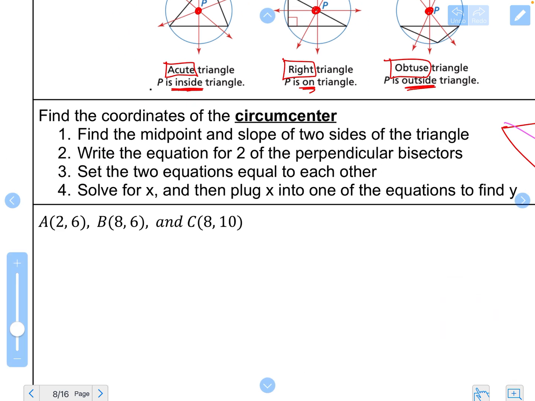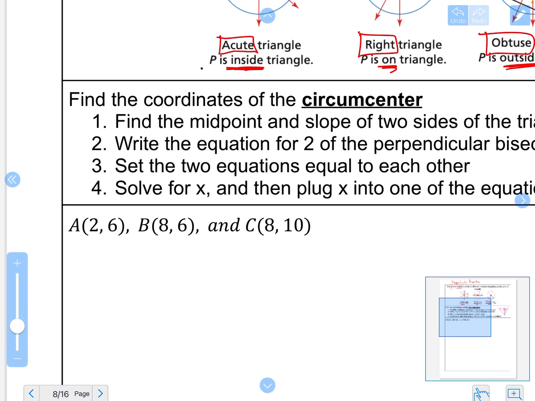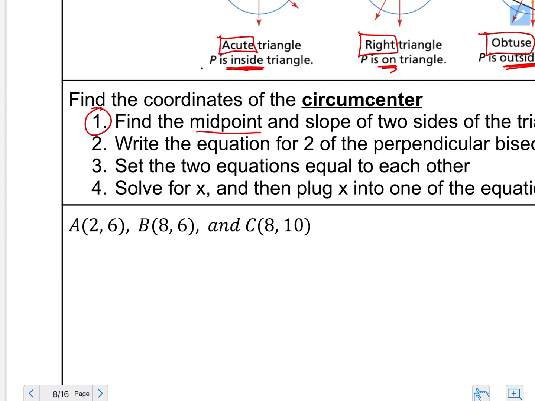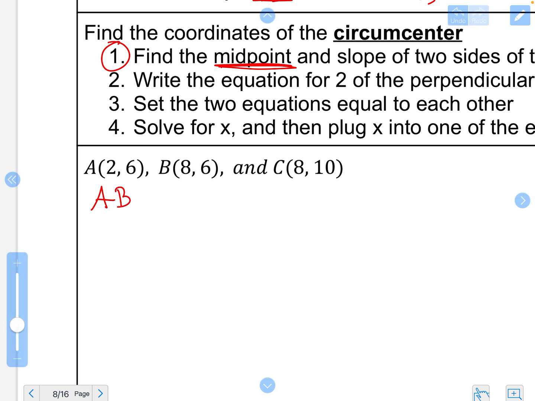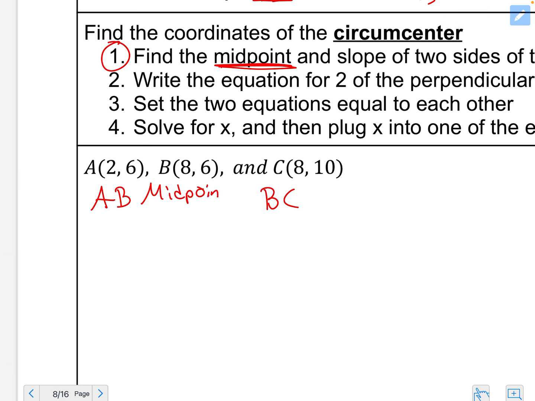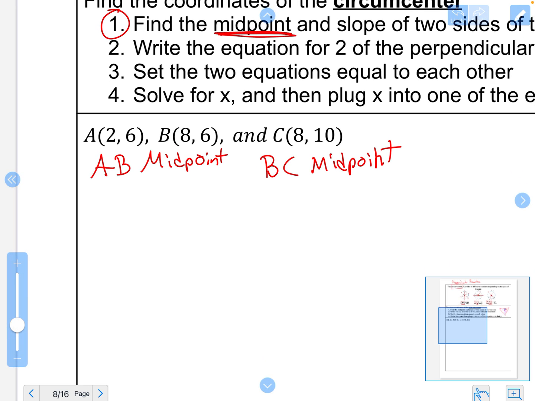So because our circumcenter is our perpendicular bisectors, we need to find the midpoint of 2 of our sides. So I'm going to look at AB, and then I'm going to look at BC. So these are going to be the 2 midpoints that I find. AB midpoint and BC midpoint. It's okay. It's one of those days.